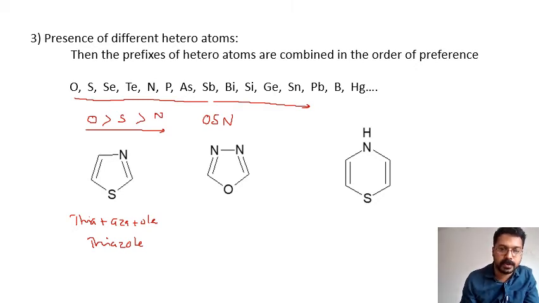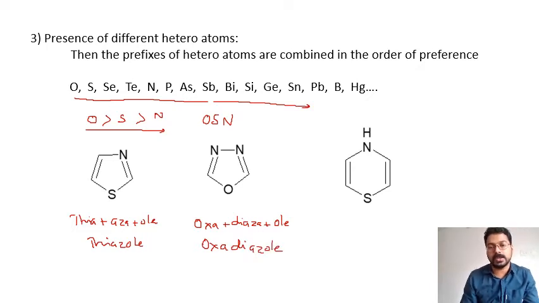Here the first preference should be given to oxygen. So while writing this one, before nitrogen it should be oxa, plus there are two nitrogens, so I am writing diaza. It is a five-membered ring, so it is 1, 2, sorry, 1,3,4 oxadiazole. The name will be oxadiazole because oxygen gets the preference compared to nitrogen.